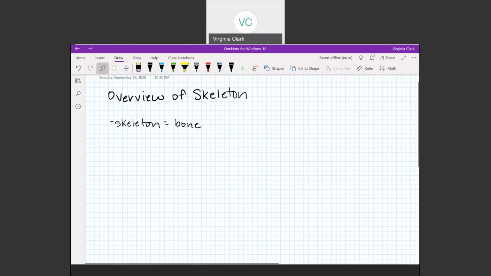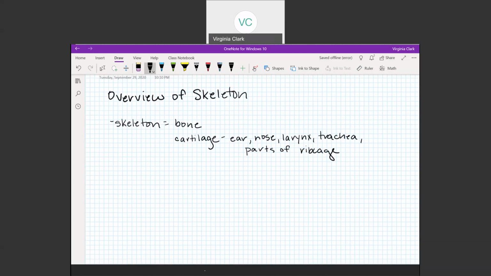But also when we're talking about the skeleton, it also will cover cartilage. So everything that was talked about in connective tissue when it comes to cartilage will also be covered here. So for the cartilage, places you will find cartilage attached to bone will be in the ear. You will also have cartilage in the nose, cartilage in the larynx, in the trachea, and then parts of the rib cage will be connected with cartilage. So we're going to see these areas of cartilage pop up again.